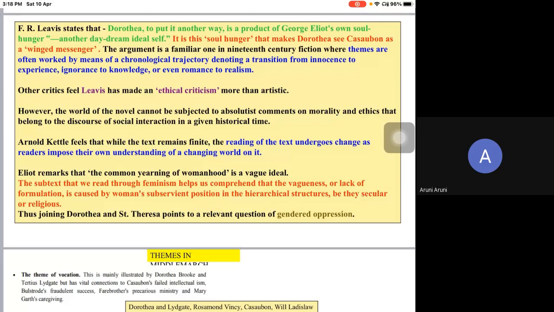Thus, joining Dorothea and Saint Teresa points to a relevant question of gendered oppression. Saint Teresa, being from the religious order, might have had to face gender repressive forces, just as Dorothea from the secular field also might have faced. So this ideal of womanhood becomes vague because that was the position that was given to women during those times.